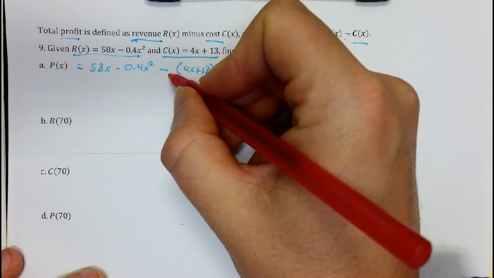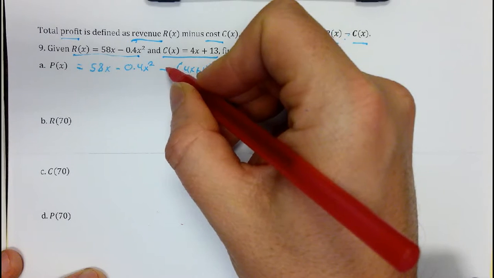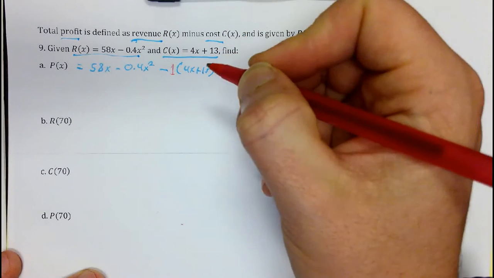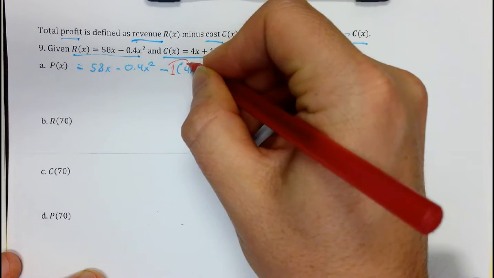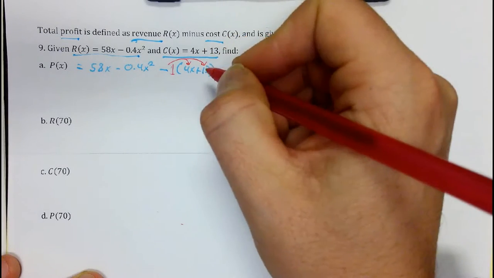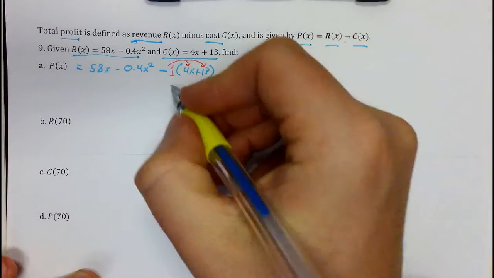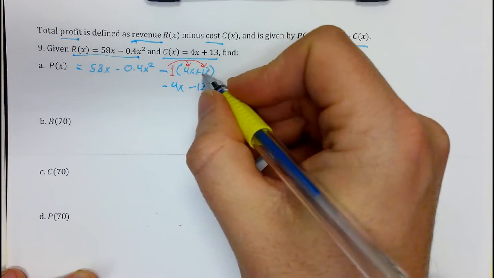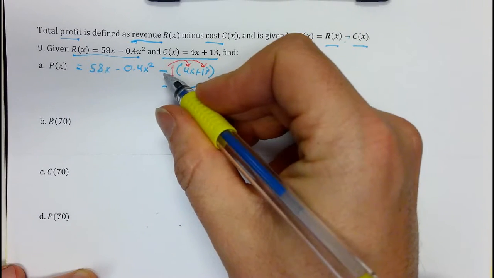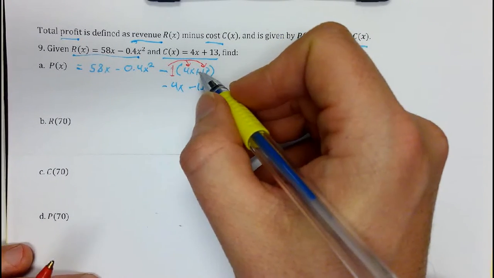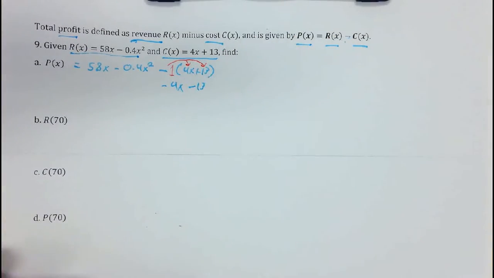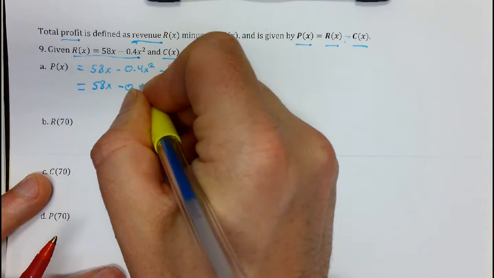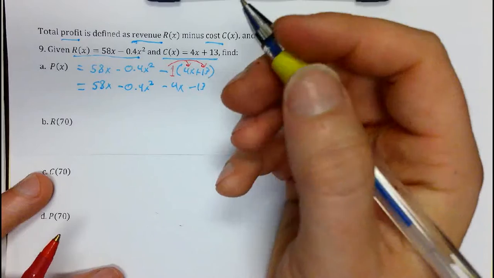Alright, so in order to get rid of this set of parentheses, we need to distribute our minus sign, or if you prefer, you could think of this as being a minus 1. So we're just going to multiply that by each of our terms here. So then we're going to get a minus 4x and a minus 13. If one of those had been negative, well, multiplying it by another negative would have made it positive. But in this case, they were both positive, and so now they're both negative. Our other terms, the 58x and the minus 0.4x squared, we just carry down, and then we look for our like terms.